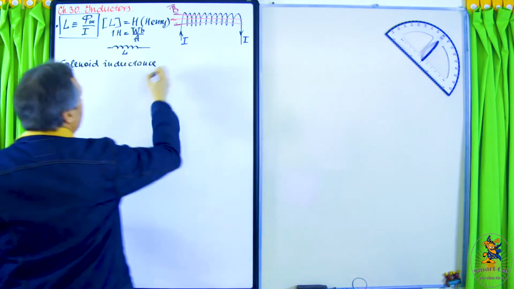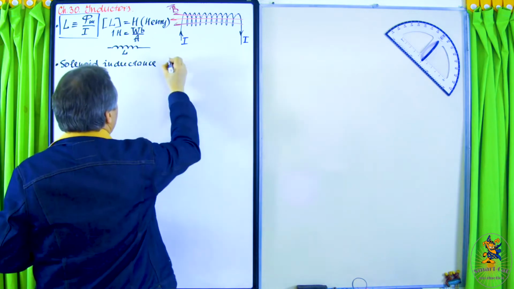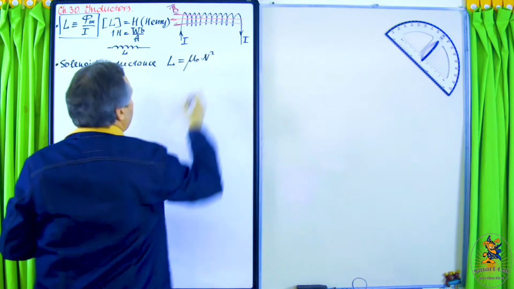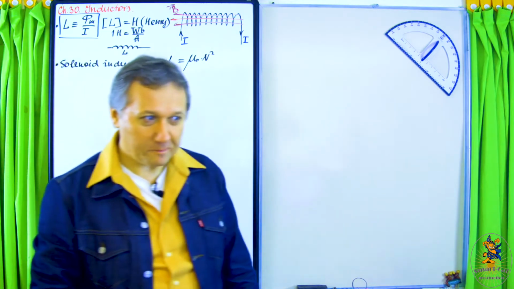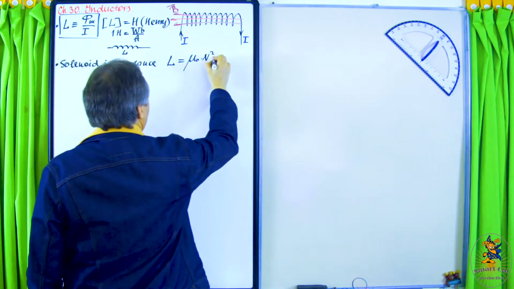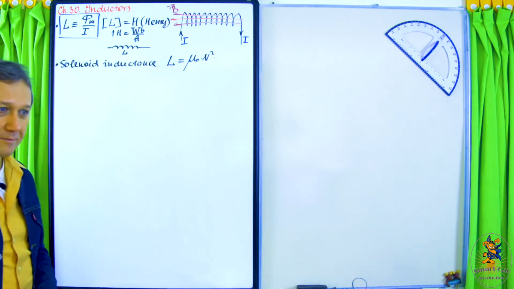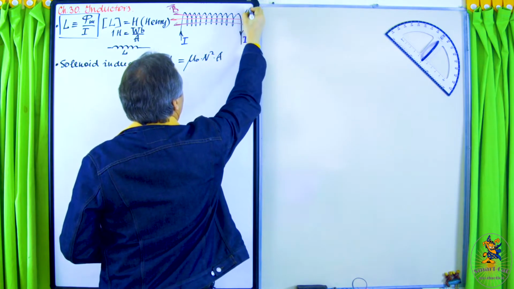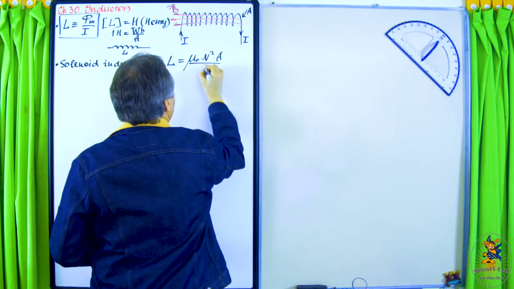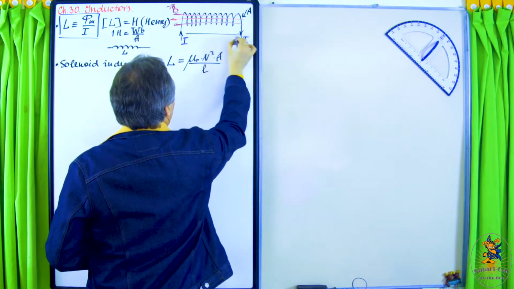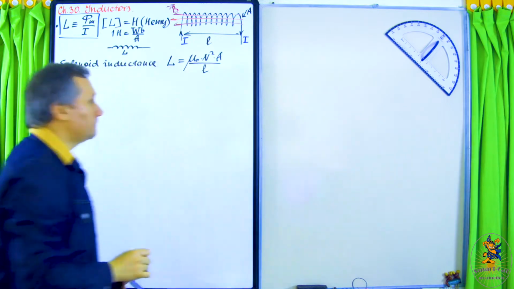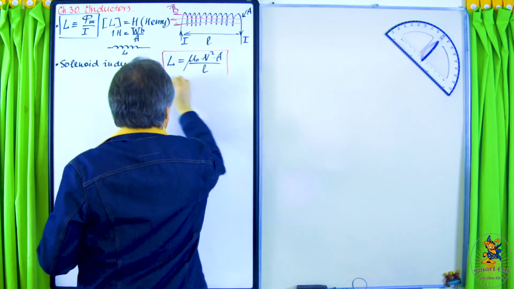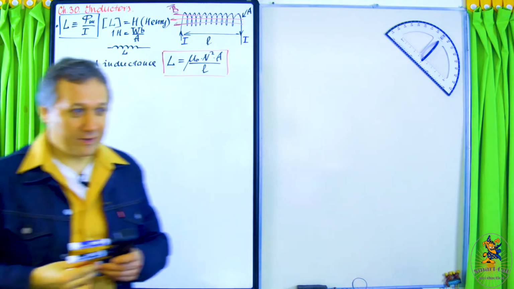Okay, so I will write it here. Solenoid inductance L equals mu naught n squared, where n is the number of loops in the solenoid, times area, which is the cross-sectional area, divided by the length of the solenoid, L. Of course, we should frame it because we use it quite often.